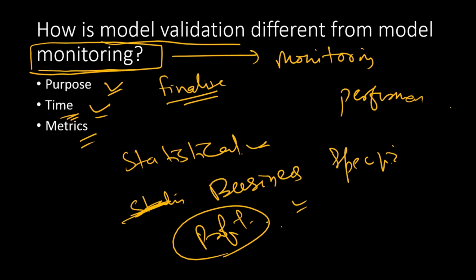It may not be due to a problem in the model, but it may be because of some different scenario that has happened related to that business. Maybe more competition, maybe a change in the government, maybe some situation that has arisen. So the model has to be rebuilt again. So the metrics used for model monitoring are most of the time related to business, and are different from what you use for model validation.